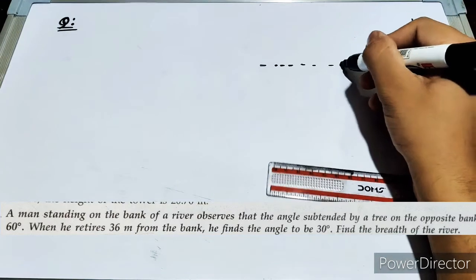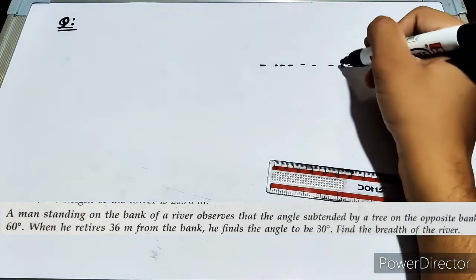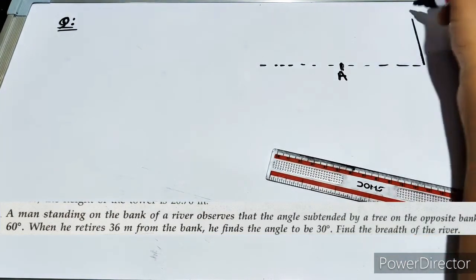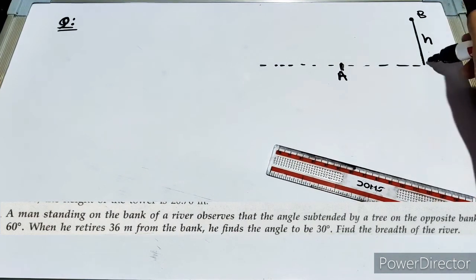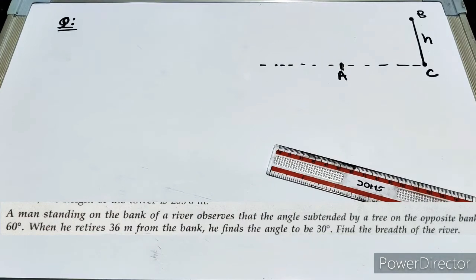Like, let's assume that this is the river and these two are opposite banks. So here a man is standing. Let us put that point as A, and the height of the tree, let us assume it to be H, and this point to be C. Variables we can assume on our own, so always keep it simple.